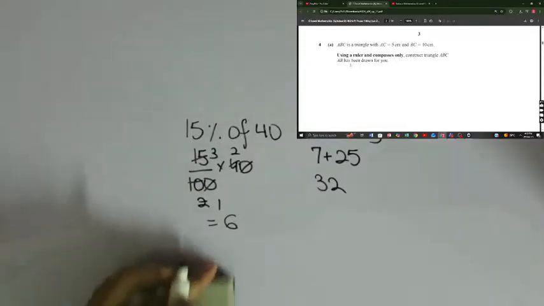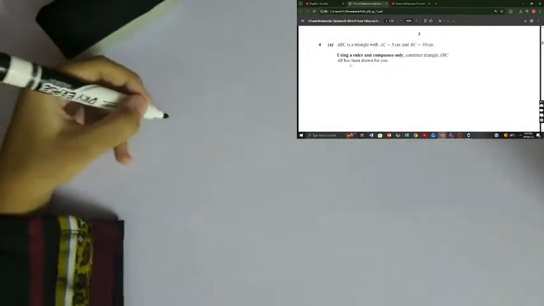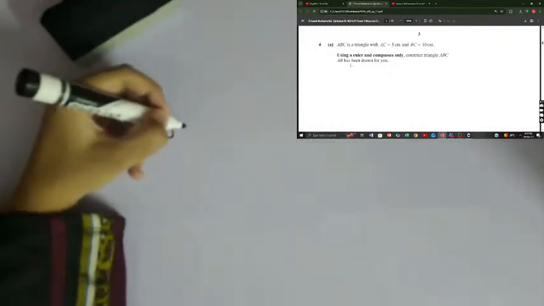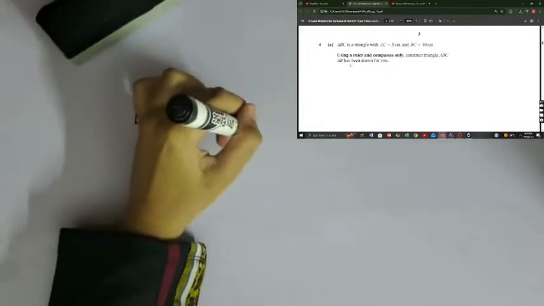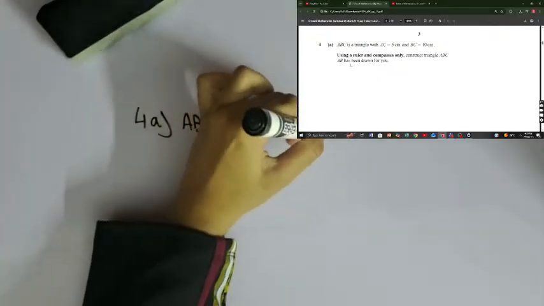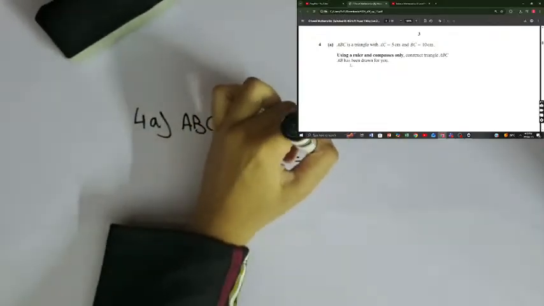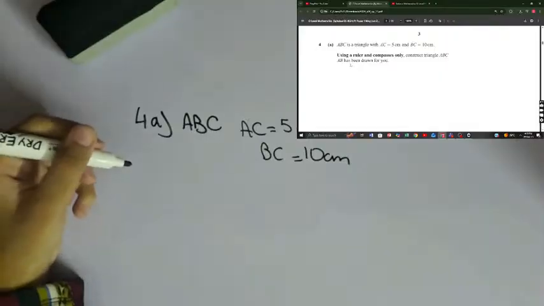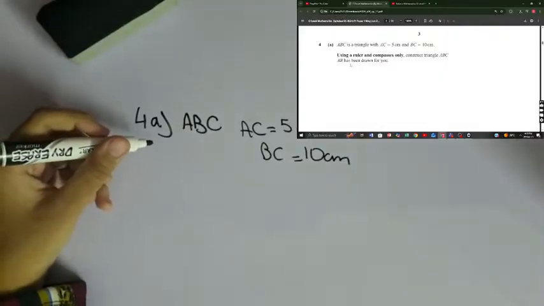Next we have question number 4. Now question 4 is a geometry related question. It has geometric construction linked in it. So we have 4a: ABC is a triangle where AC is equal to 5 centimeters and BC is equal to 10 centimeters. They've asked us to use a ruler and a compass to construct triangle ABC.